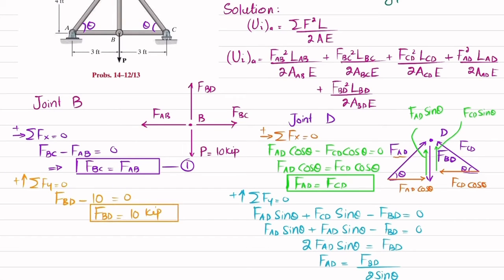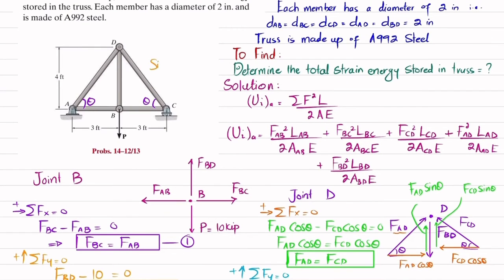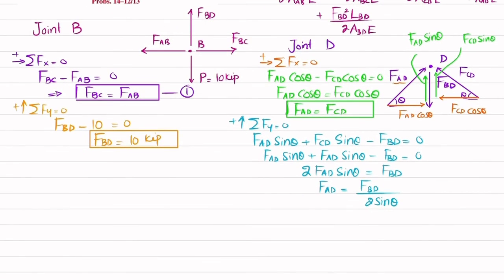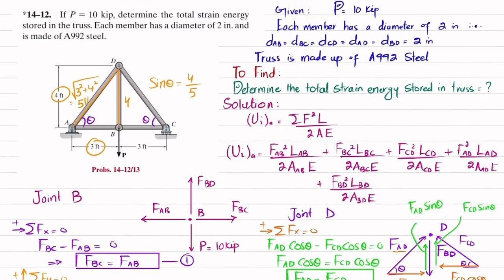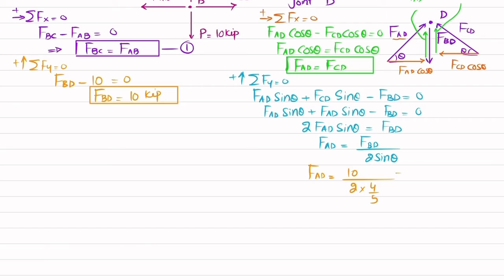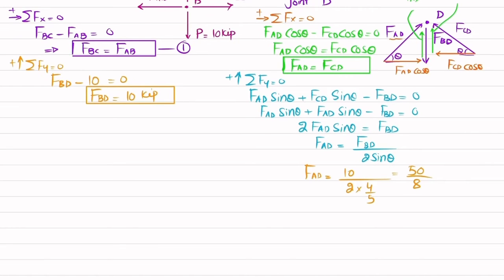Okay, so what we will do is put this value of FBD over here, and the sine theta value as well. Sine theta is equal to perpendicular over hypotenuse, and the perpendicular is this 4. Clear? So 4 divided by the hypotenuse, which is not known. You can see this is 3, this is 4, so the hypotenuse will be the square root of 3 squared plus 4 squared, and that will be 5 feet. So sine theta is 4 over 5. Now put this value over here. FAD will be equal to FBD, which is 10, divided by 2 multiplied by sine theta, which is 4 by 5. That is 50 divided by 8, which is equal to 6.25 kip.